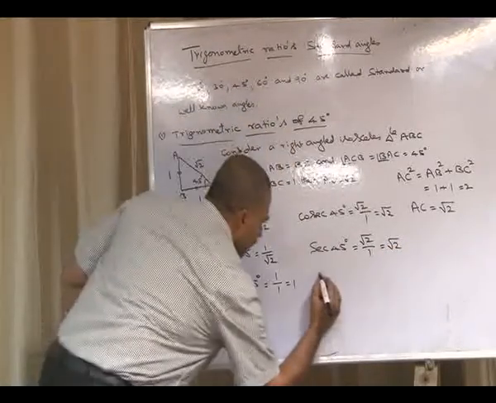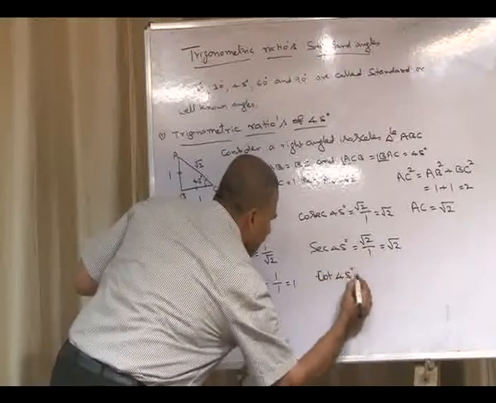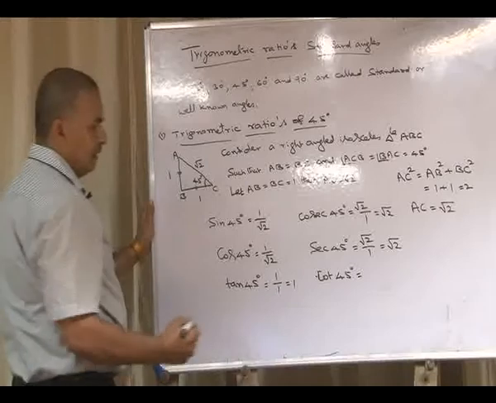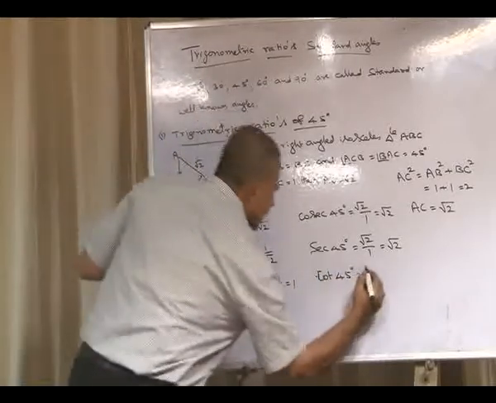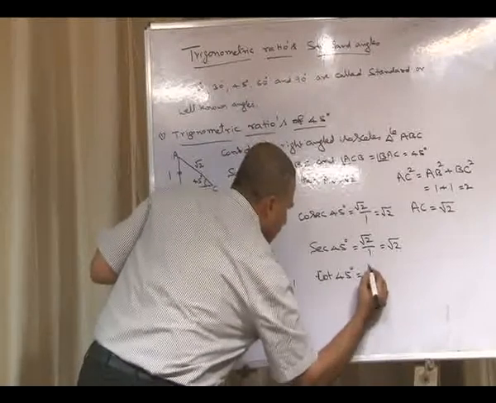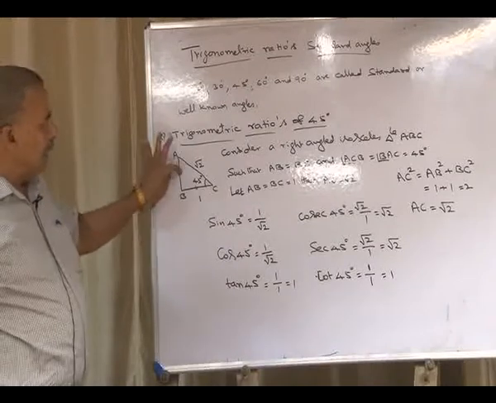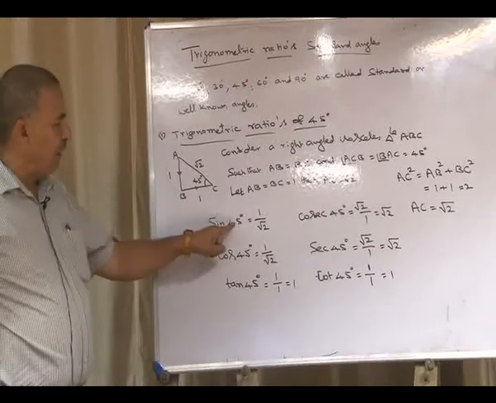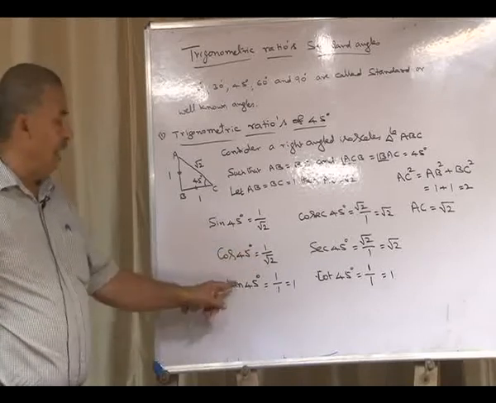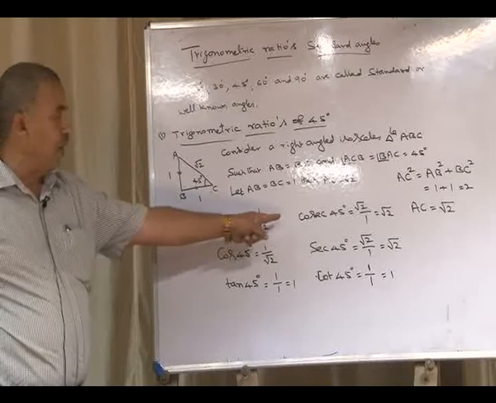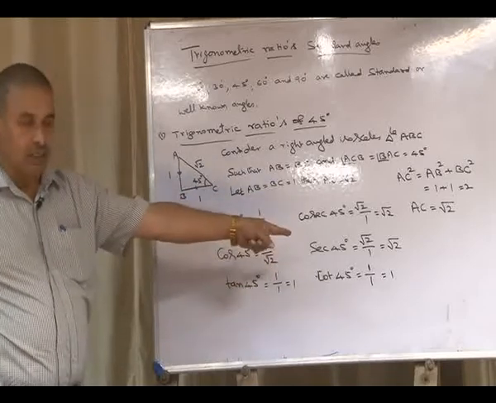Next, cot 45 degree. The reciprocal of tan is cot, that is adjacent side by opposite side. Adjacent side is 1, opposite side is also 1, that is equal to 1. From this triangle, we get sine 45 degree equal to 1 over root 2, cos 45 degree also 1 over root 2, tan 45 is 1, cosecant 45 is root 2, secant 45 is root 2, and cot 45 degree is equal to 1.